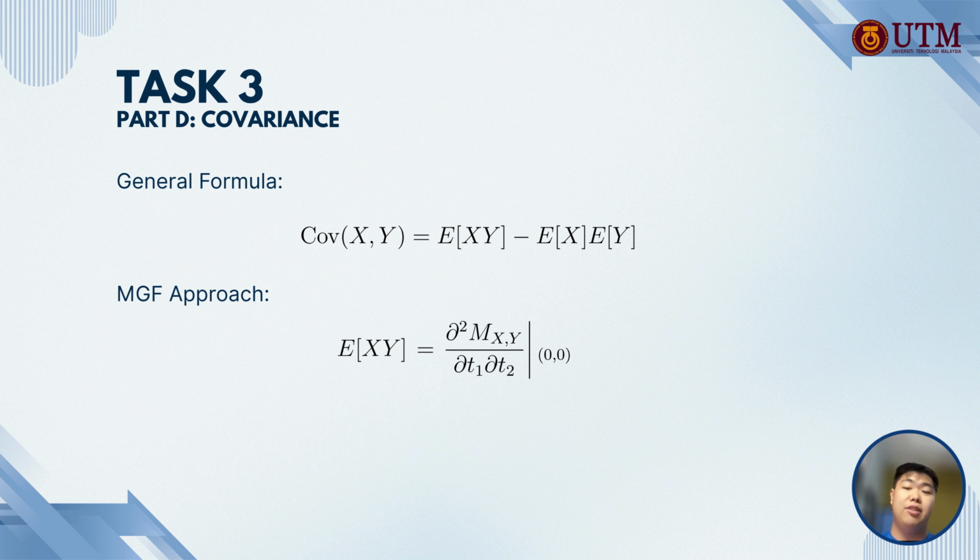For our final task, we need to find the covariance between x and y. We start with the classical definition of covariance. From part C, we already know that the product of our marginal means is simply mu1 times mu2. Therefore, our entire objective boils down to finding the joint expectation of x times y. Using the moment generating function approach, we find this by taking the mixed partial derivative, differentiating first with respect to t1 and then with respect to t2.